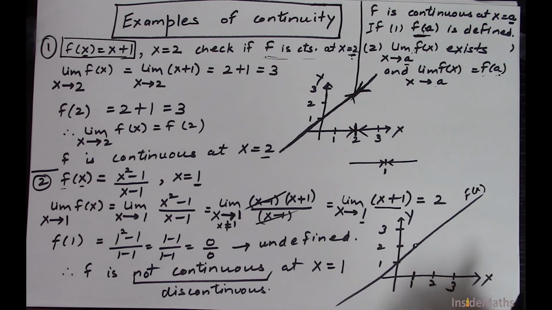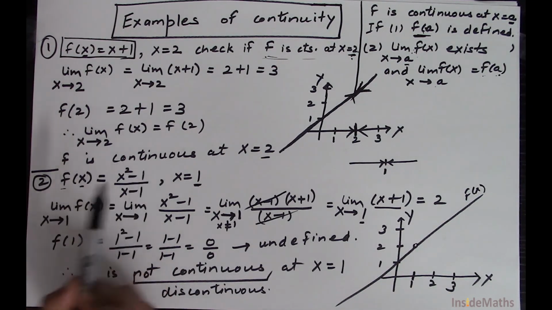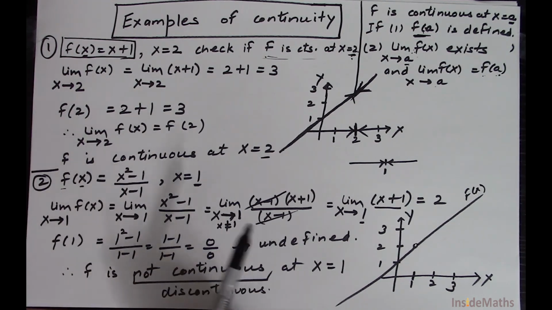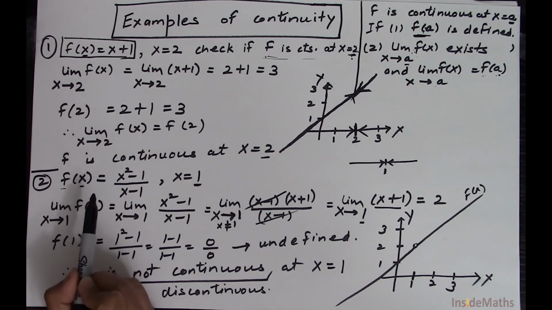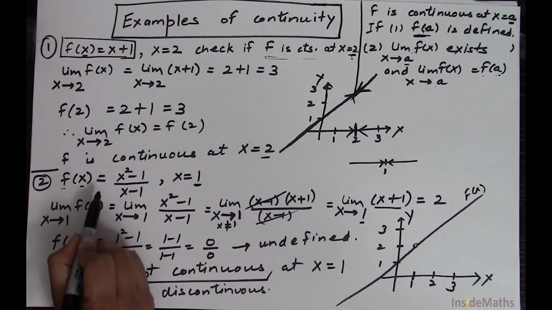Now from here I notice that this function is just not continuous at this point, but at other points, if I have to check, this function is continuous. So if you check the continuity of the same function at different points, this function will be continuous. But at x equals 1, this function is not continuous.